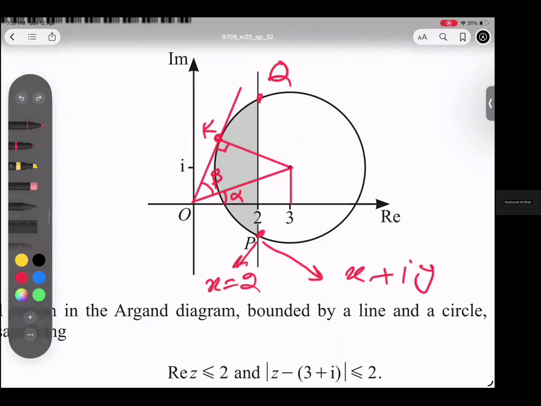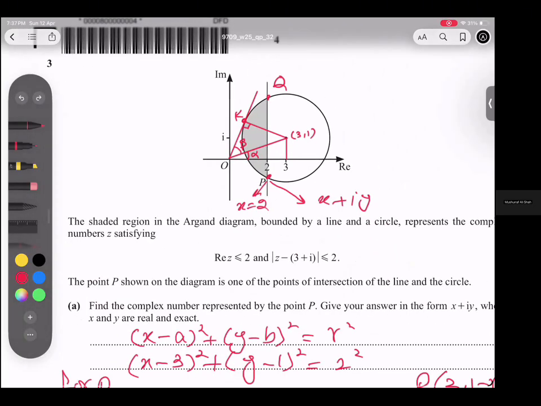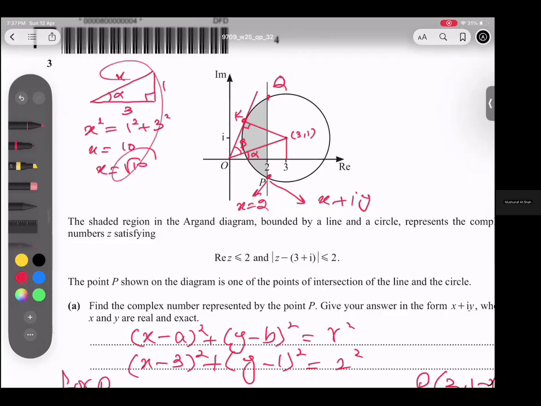How much is this one? 3, 1. So I will take this triangle. First of all, I take the lower triangle. Let's start. So 3, 1. First of all, this is alpha. I need this one also. What is the logic behind it? I'm looking for this x. Hypotenuse square equals opposite square plus adjacent square, so 9 plus 1 is 10. I got root 10.